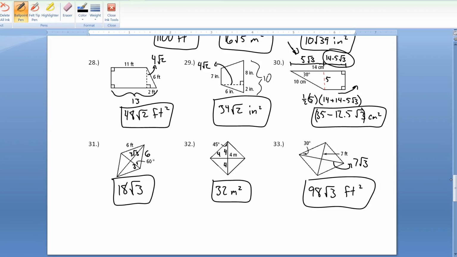So if one side is 6, the short side is 3, the long leg is 3 root 3, and then you do the diagonals, which is 6 root 3 times 6, and then divided by 2. This one, 45, 45, 90 triangles, so the legs are all the same, so they're all 4. So now we're just doing 8 times 8 divided by 2. This one, the 30, 60, 90 triangle, you have the short side, you need the long leg, so it's 7 root 3. So now we're doing 14 root 3 times 14 divided by 2.